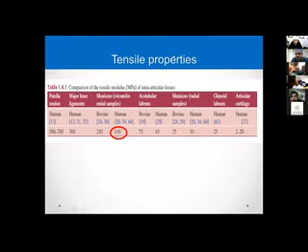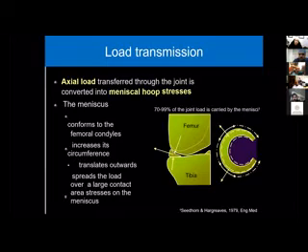The tensile property of the meniscus is also very important: how much force it can sustain. It shows its tensile strength is less, around 100 to 110, compared to other ligaments, which have 300, and the patellar ligament, which is 500 to 700. So it can be damaged even with a lesser force than the damage force required for the ligaments of the knee joint.